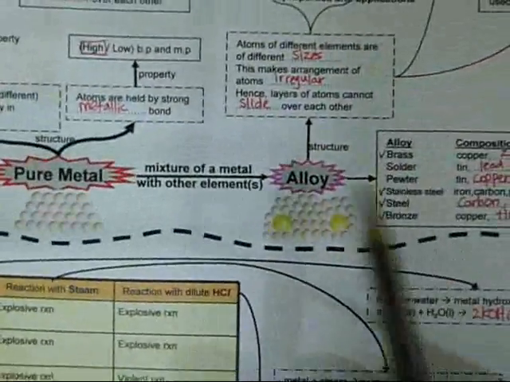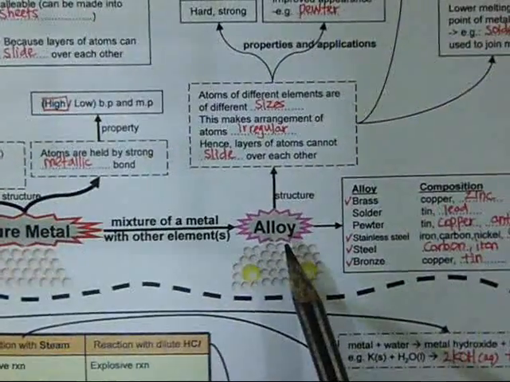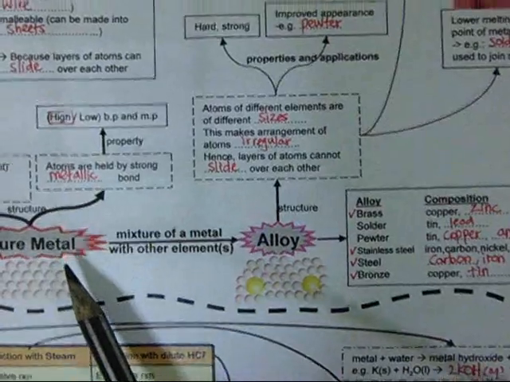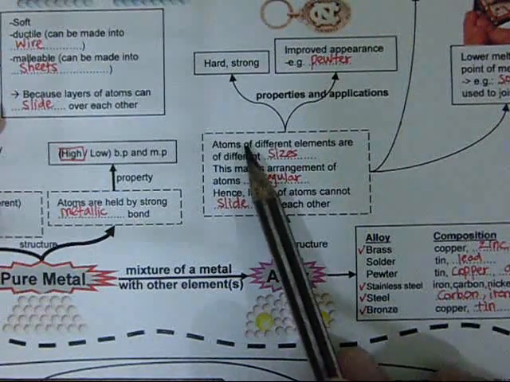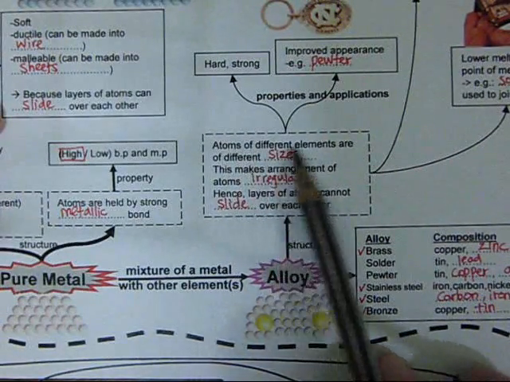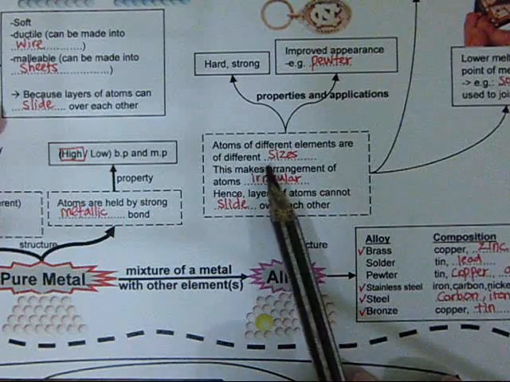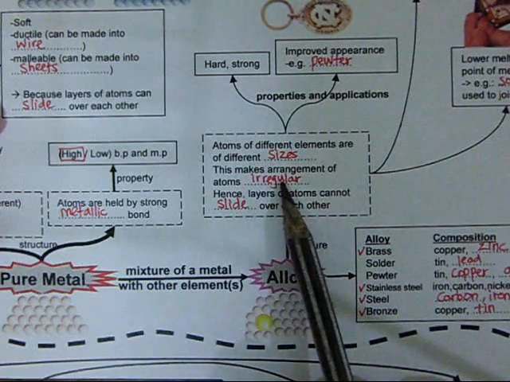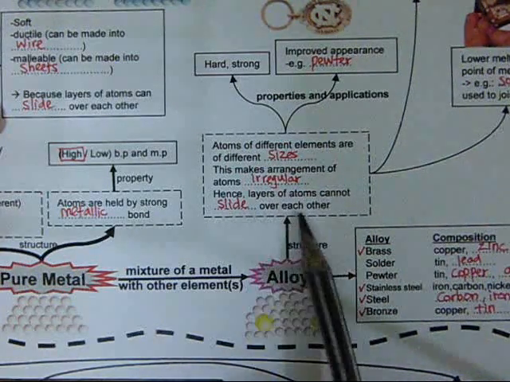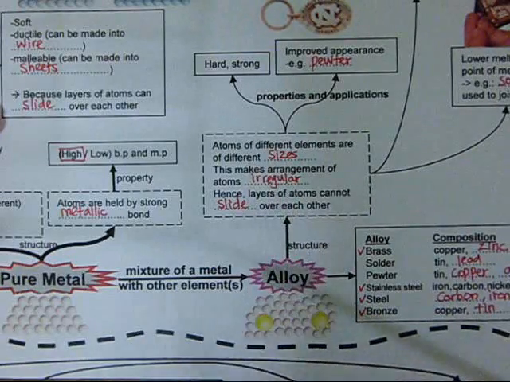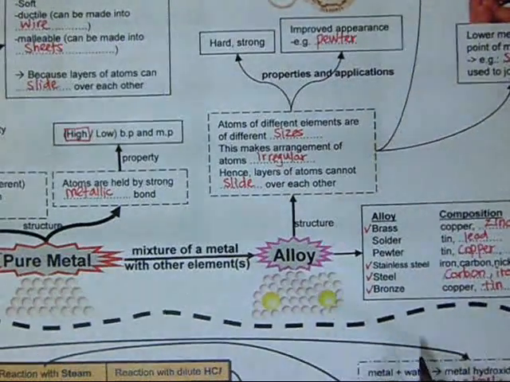And likewise, why alloy is stronger than pure metals. It is because of this reason. 3 key points here. Atoms of different elements are of different sizes, arrangement of atoms is irregular, and layers of atoms cannot slide over each other. So there are 3 key points why alloy is stronger than pure metal.